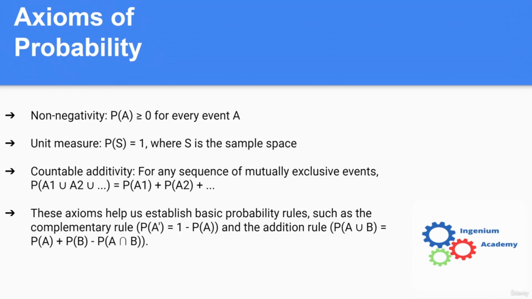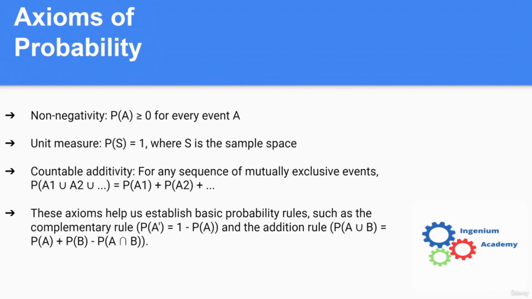Unit measure. If we look at all the events in a sample space, remember we had a die. Let's just say we had a die, and we rolled it, and we looked at all the outcomes of one single roll. We had 1, 2, 3, 4, 5, 6. Those are all the events in the sample space, the entire sample space. The sum of all of their probabilities is equal to 1. So all the probabilities of all the outcomes of an experiment, or all the events in a sample space, should equal 1.